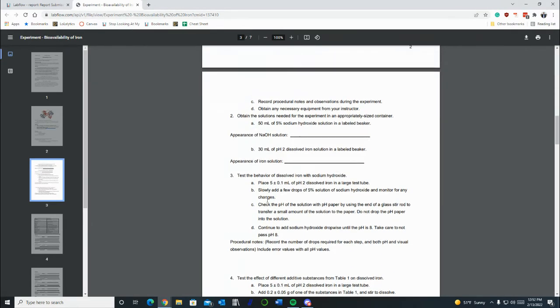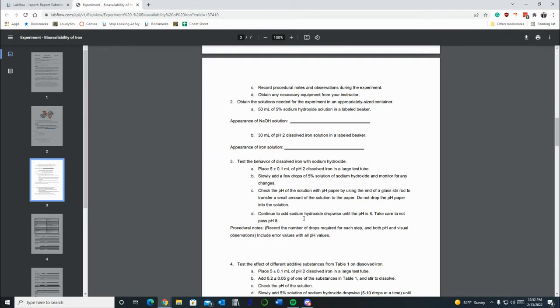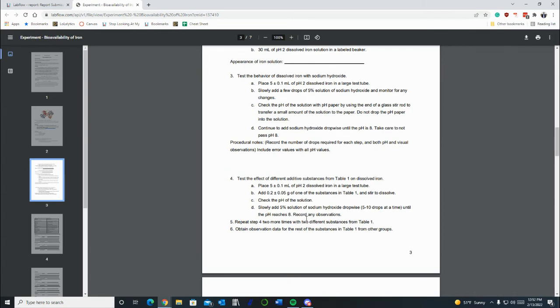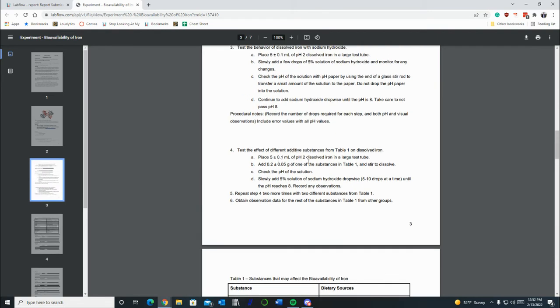The first part of this experiment is we're going to have a control. We're just going to have our iron dissolved in acid at a pH of 2, and we're going to react it with sodium hydroxide, and you'll be able to see the iron precipitate out once your pH has passed 8. So this first part will serve as your baseline. Part 4, you are going to be assigned 3 additives right here to add in to your iron solution, and then you're going to add your sodium hydroxide again, and you're going to see if iron forms or not, or if everything stays aqueous. And you'll do that for all 3 of your additives.